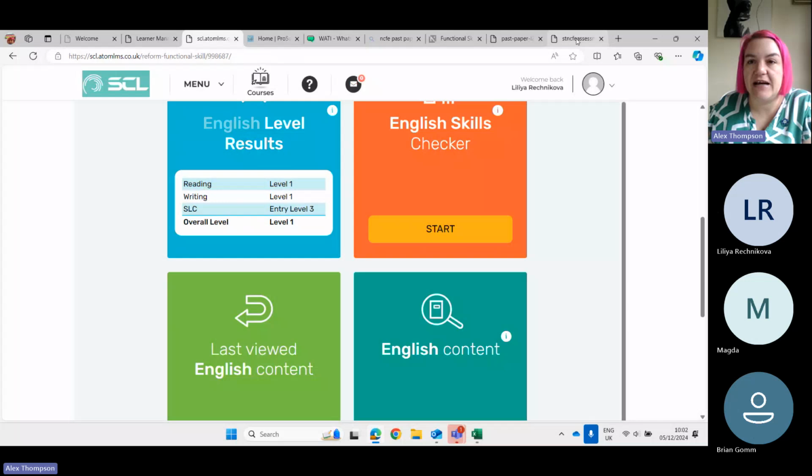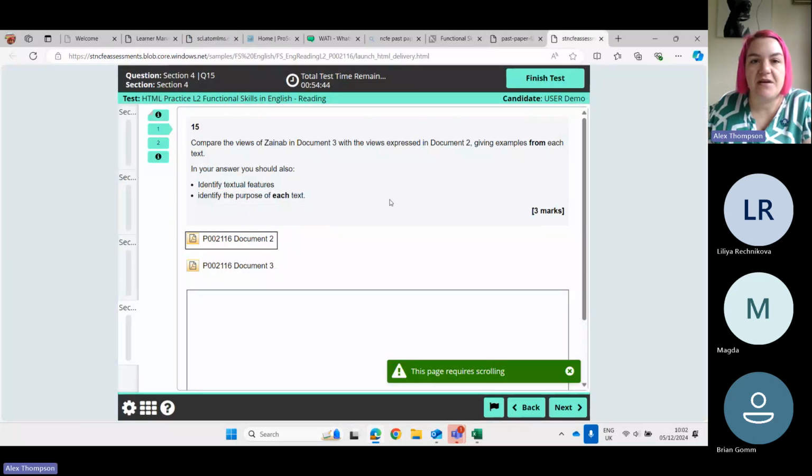Okay, so the way that we're going to look at comparing the text today is we're going to have a look at one of the exam papers on the exam board website, because it's the best place to find all of the information about what to expect on the exams. So we're going to have a look at, here we go.